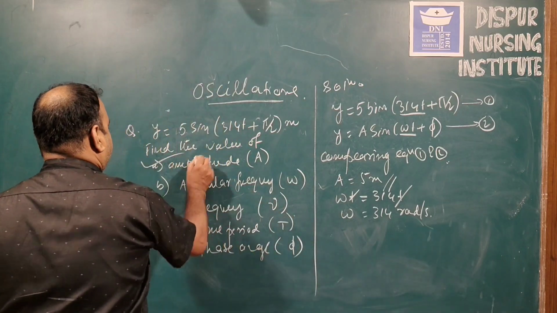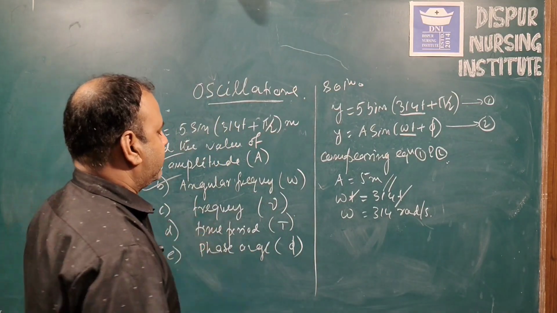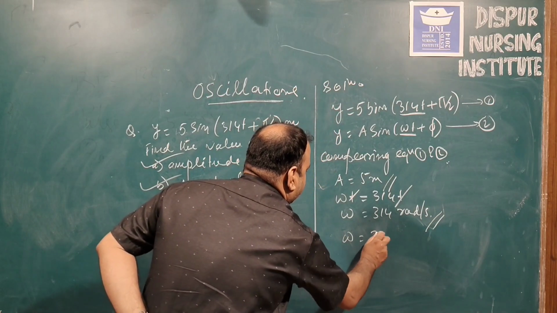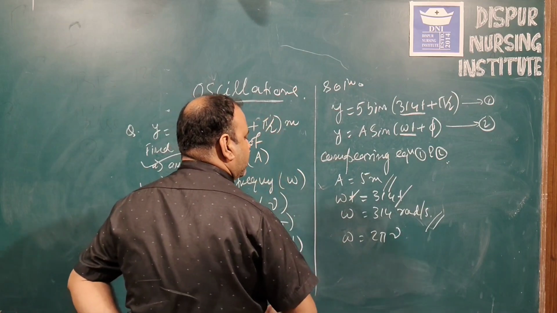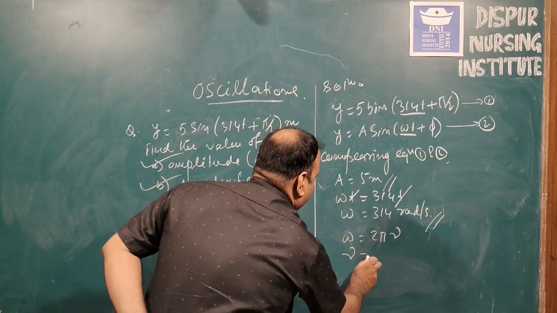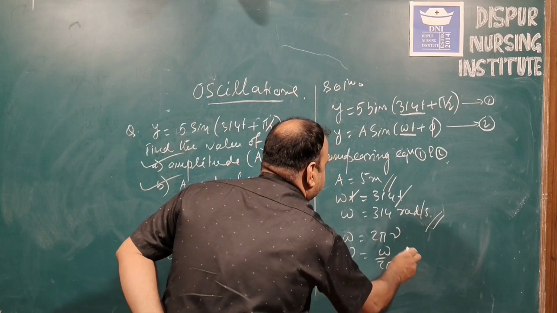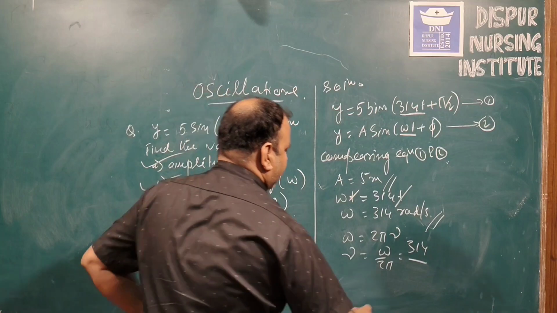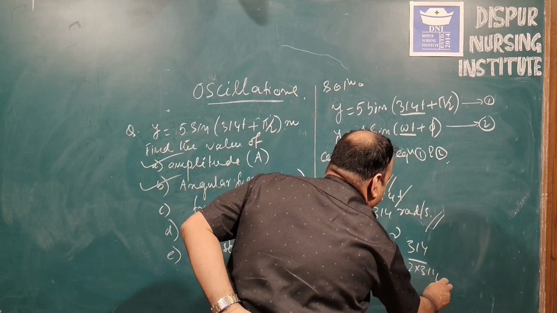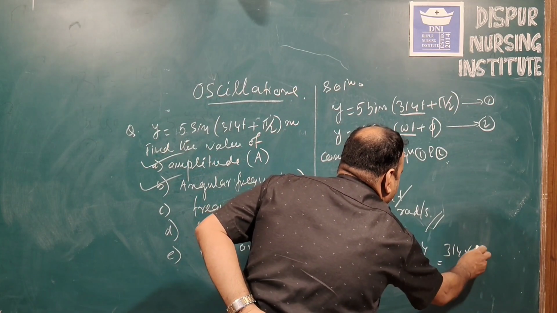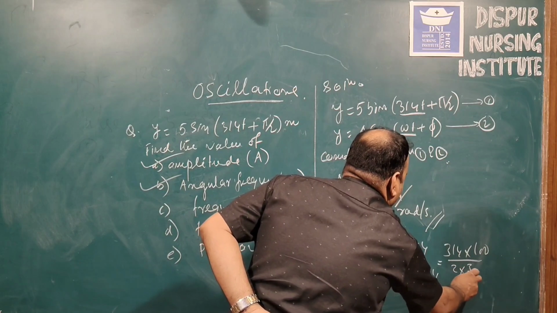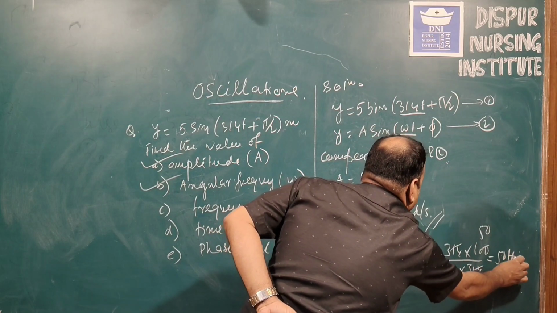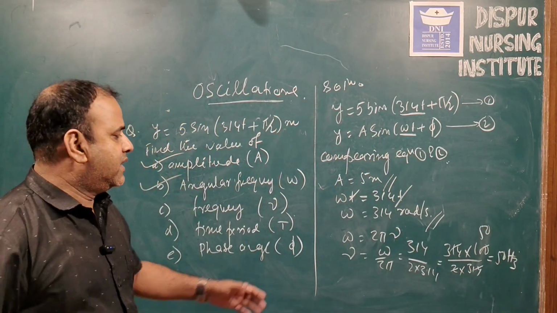Now the first one is done, second one also done. The frequency means, you remember, omega is equal to 2 pi nu. So we need to calculate the frequency nu. Here omega is equal to 2 pi, so omega means 314, and here 2 into 3.14. So it will be 314 by 2 into 3.14, it will be 50 hertz. So the answer will be 50 hertz. That means frequency will be 50 hertz.